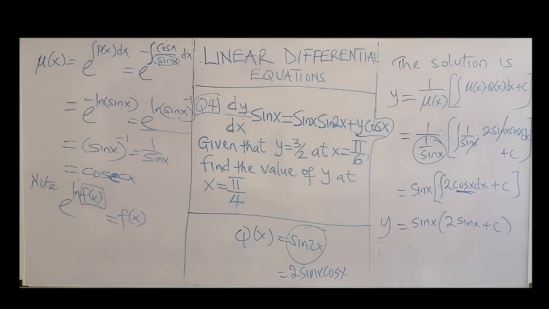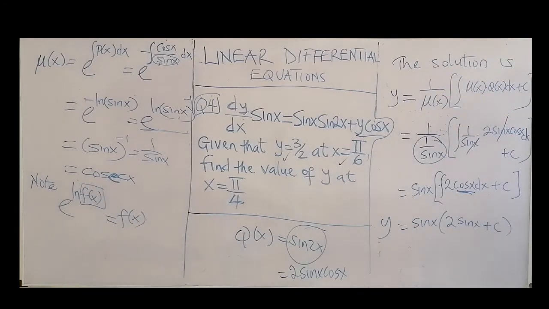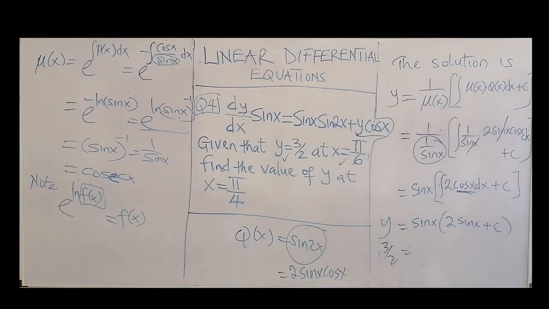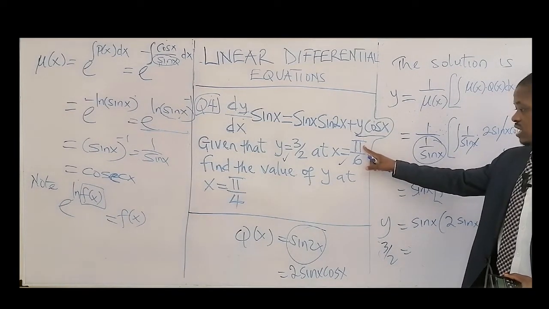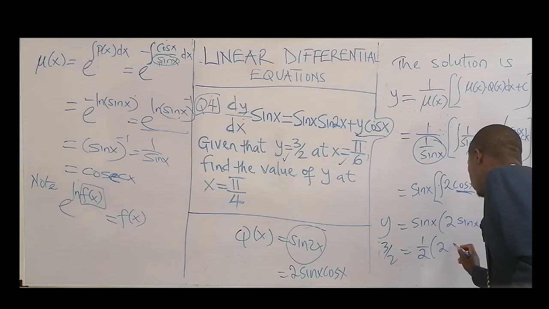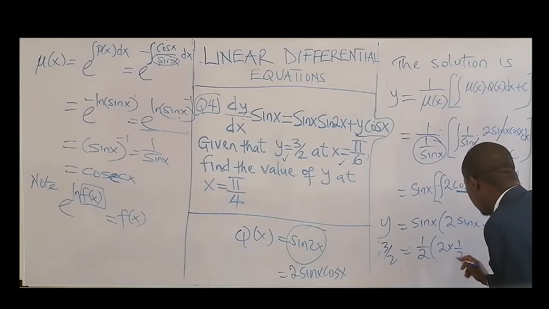So the next thing to do now is to make my substitutions for y and for x, so that I can get my c. So y is 3 over 2, and then sine pi over 6. Pi is 180, over 6, so that's 30. So sine 30 is half. Half into bracket 2 sine x times half plus c.